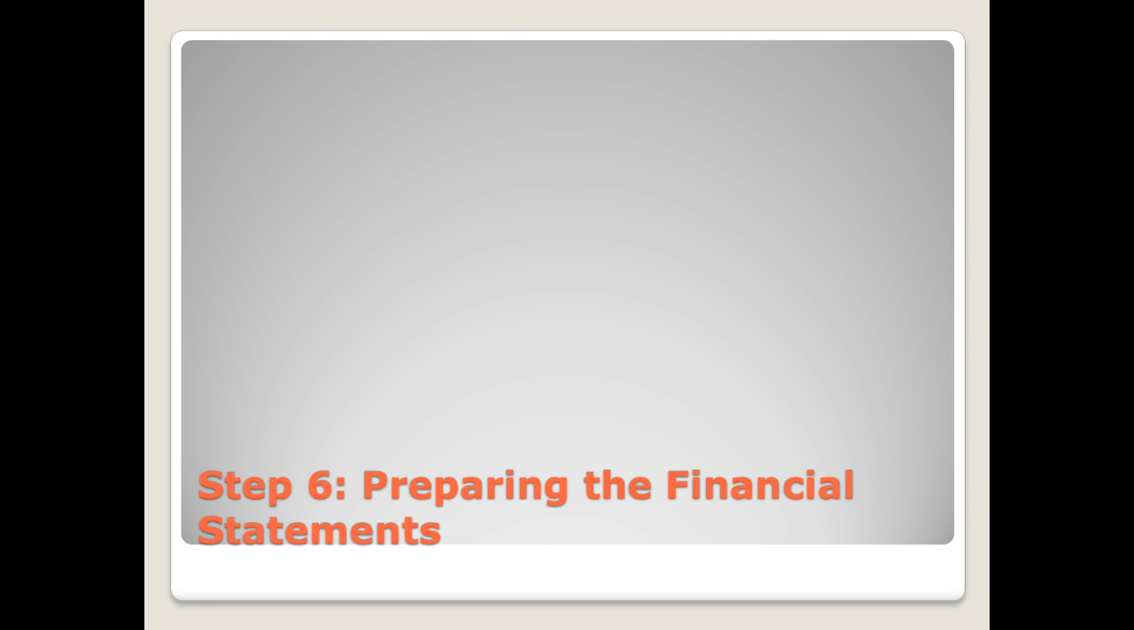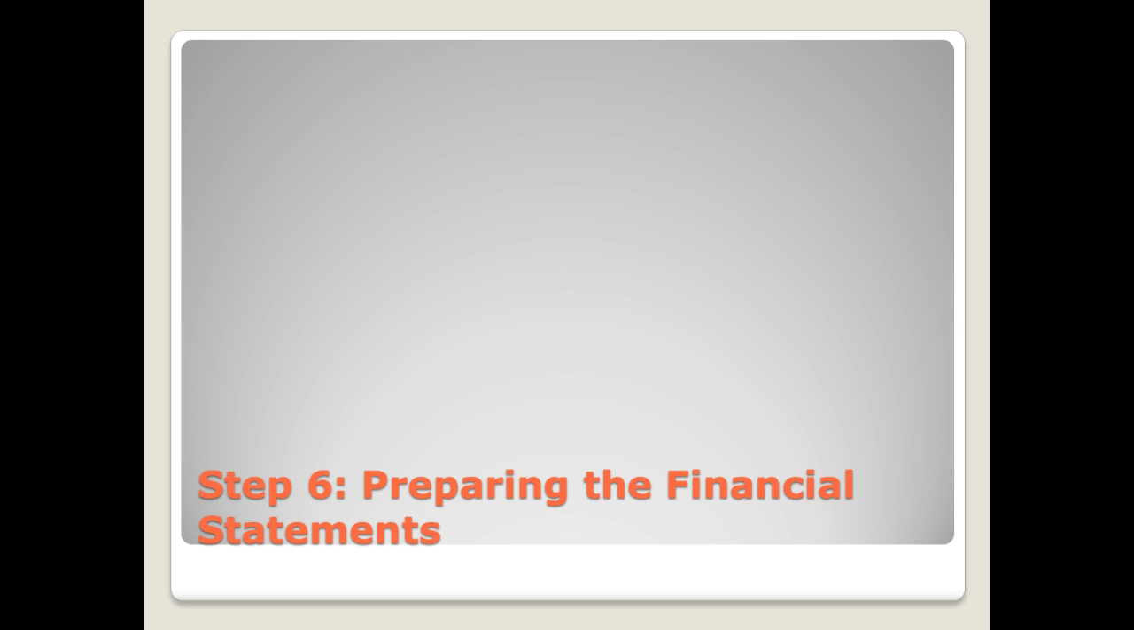Welcome back. In this video, we will be discussing the last two steps of the accounting cycle, Step 6 and Step 7, and that will complete the loop for the accounting cycle. So let's start with Step 6. Step 6, put simply, is to prepare the financial statements. But it's not quite as simple as that.